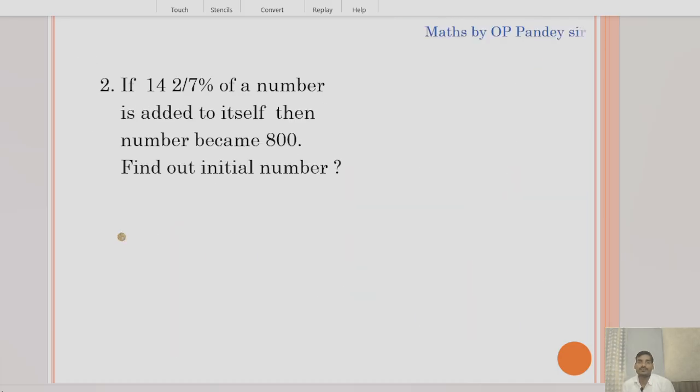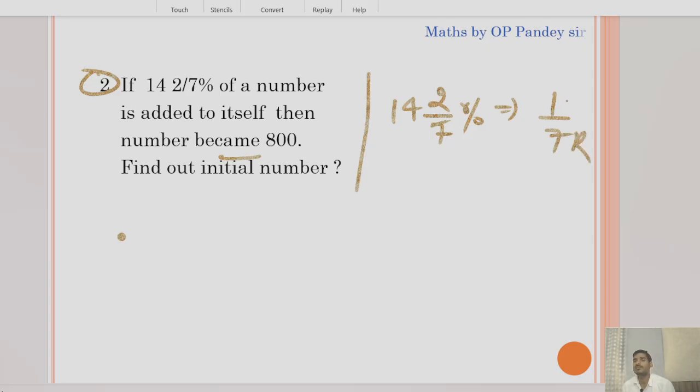Next question, please see. Same type of question. If 14 2/7% of a number is added to itself, then the number becomes 800. Find out the initial number. 14 2/7%, change this value into fraction form. The fraction form of 14 2/7% is always 1 divided by 7.